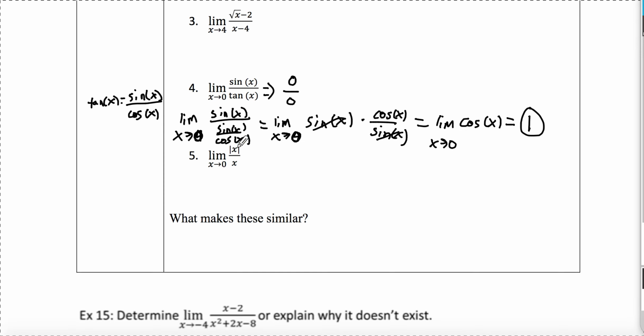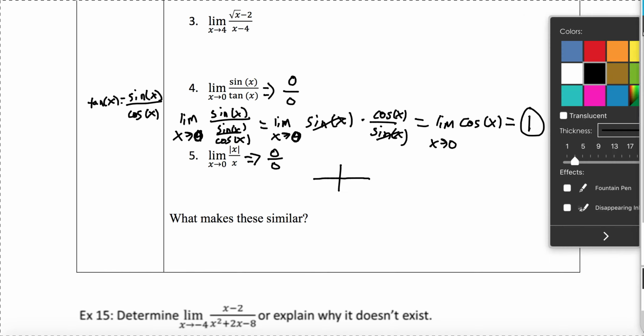And one last limit to think about. This one is an interesting one. If I substitute in 0, we can really easily tell we get 0 over 0. But this guy has an absolute value. It's a little different. We can't just cancel things out. That kind of sucks. So what do? This is actually a special case scenario that you need to remember. This is a limit I just want you to memorize, okay?